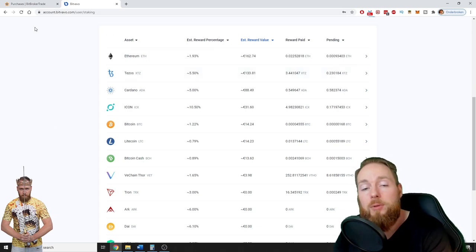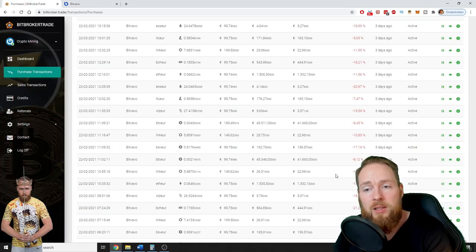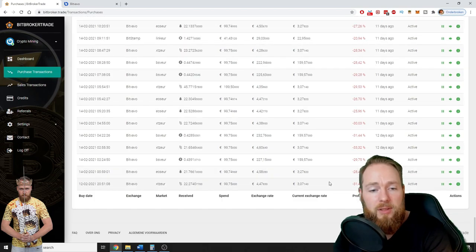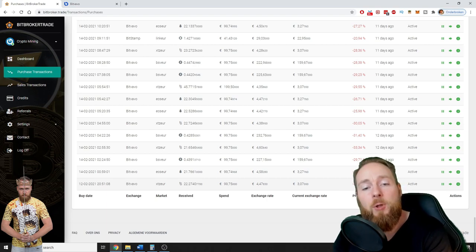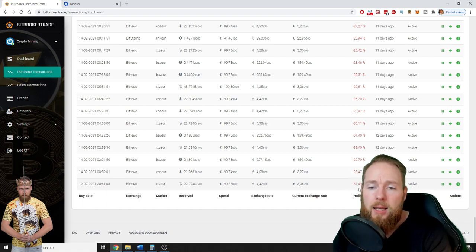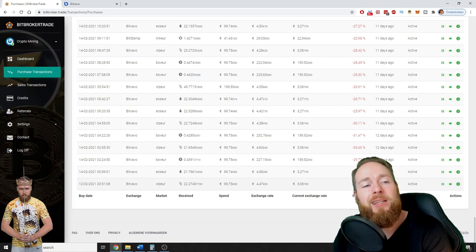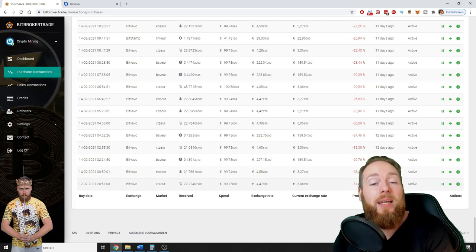Also, the bot will only sell for profit. So even if this trade is already 13 days in the negative and a lot in the negative, I'm earning staking rewards. And one day, the bot will sell this for profit. I will not only have the profit of the trading, but I also have the profit of staking.